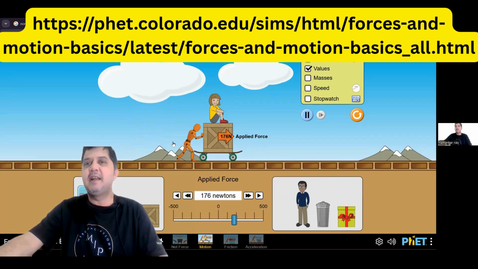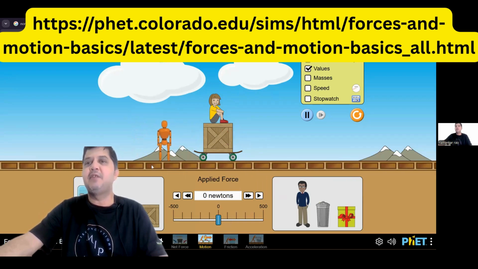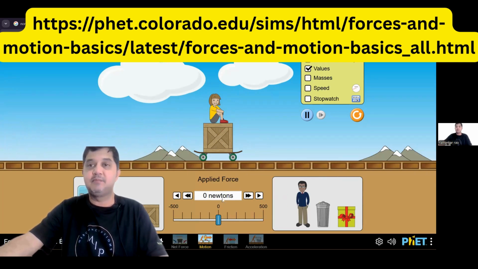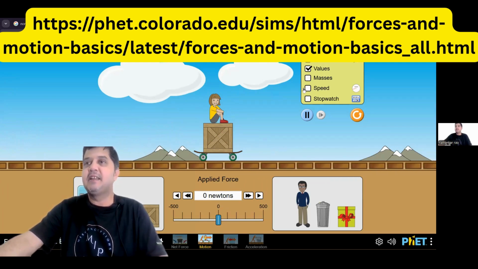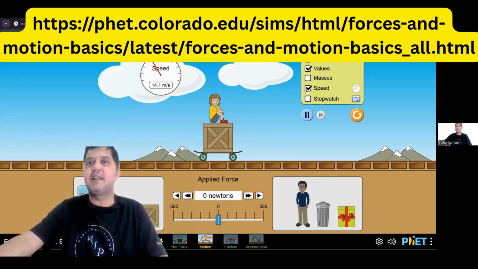176 Newton. I've been applying for a long time. Now if I leave it, what is the force applied on it? The same one. There's no force at all, right? There's no applied force. But still why is the object moving? Inertia, right? And if I click on the speed, then I will get to know the speed at which the trolley is now moving across. The trolley is moving at a speed of 14.1 meter per second.